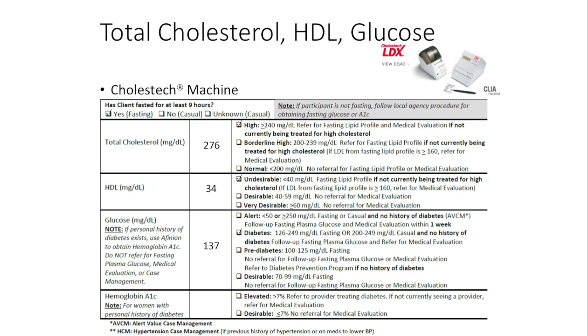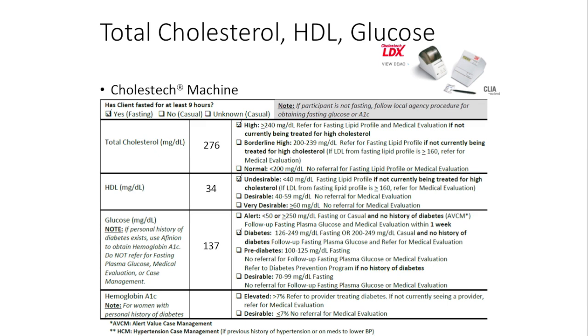If she is fasting and she's in the prediabetes range, so that's 100 to 125, in that case, we're not going to refer her for a fasting glucose or medical evaluation, but we can refer her to the diabetes prevention program if she doesn't have diabetes already.